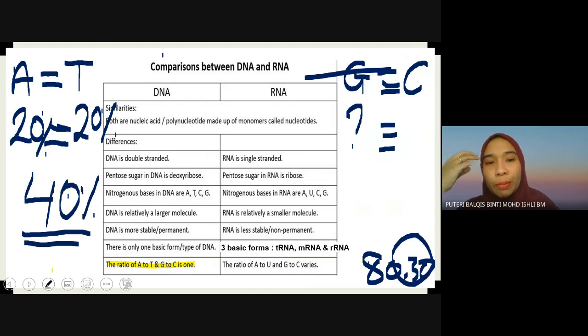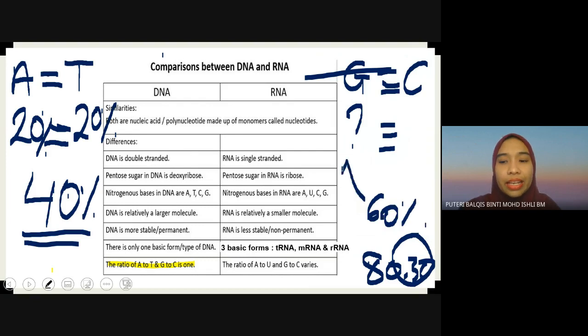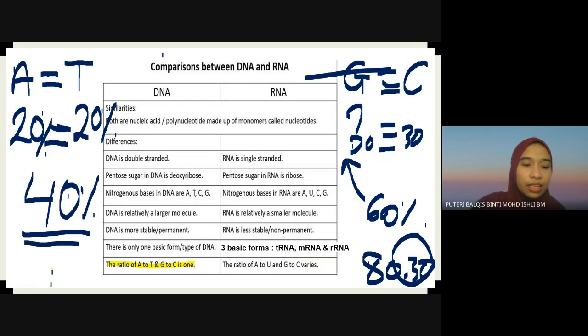Okay, so macam Fali cakap, A dengan T, A 20, T confirm 20. Total A dengan T dah 40%. So 100 tolak 40 is 60. Now we have 60%. 60% is for G and C. 60% ni adalah untuk total G and C. Because G and C must be the same amount, so 60 divide by 2. So we get this 30 and also 30. Okay? Boleh ke? Faham ke?